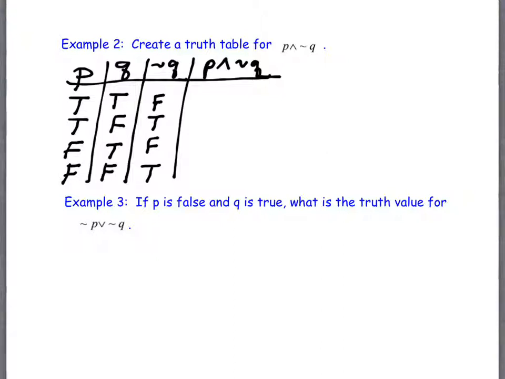All right, so now what we want to do is take column P, let me make that thicker, column P and column tilde Q, and I'm going to join them with an and statement. So let's think for a moment, look back if you need to. When is an and statement going to be true? If they're both true. And every other time you're going to get a false.